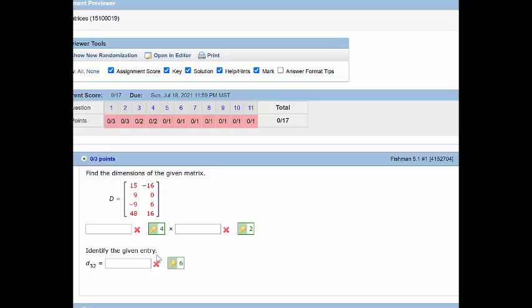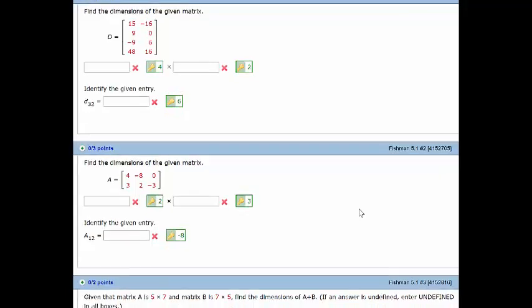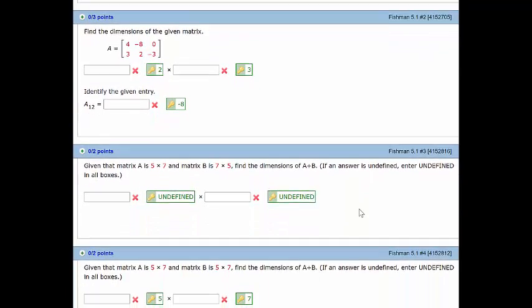Now they're saying identify the given entry, D32. So what does 32 mean? Third row, right? So first, second, third row, second column. Isn't it 6 here? Third row, second column, 3, 2. That's why it is 6. So these are very simple, basic questions. So you have same in this.